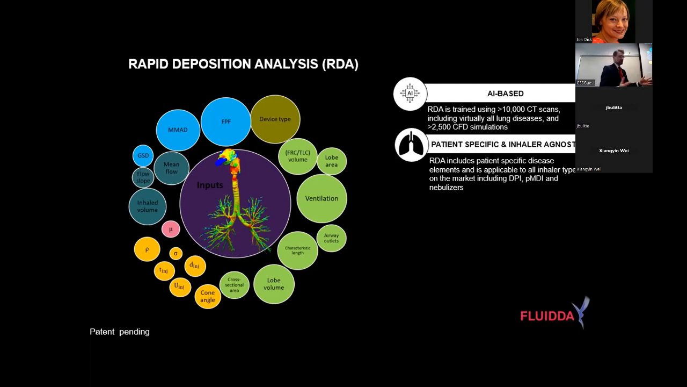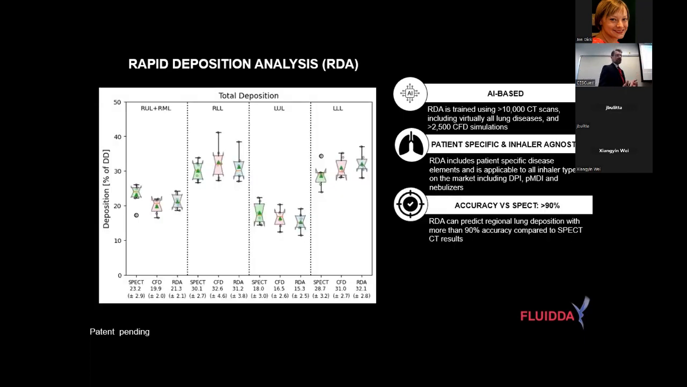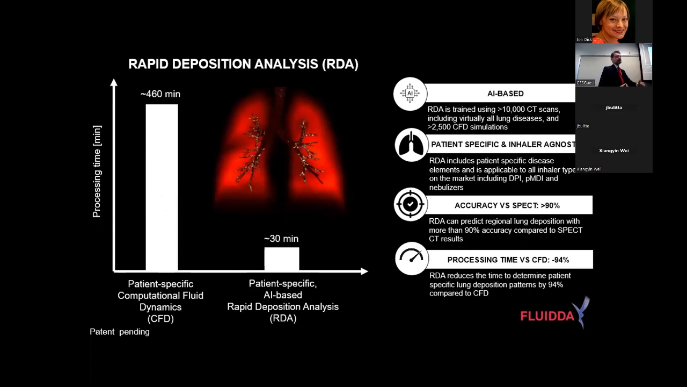So we can use the technology to assess MDIs, DPIs, soft mist inhalers, and so on, where the accuracy is still quite good. We have an accuracy compared to SPECT and CFD of more than 90%. Having said that, the RDA does not include the more advanced physics, the multi-physics flows, evaporation, etc. For that, we still need the CFD, but the advantage is that it's much faster.